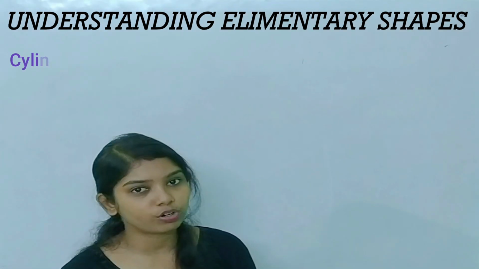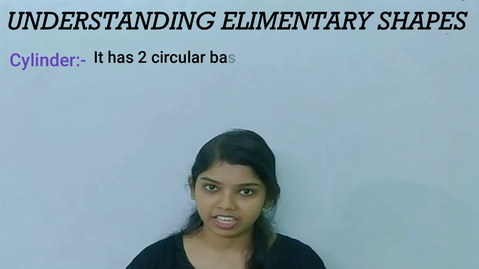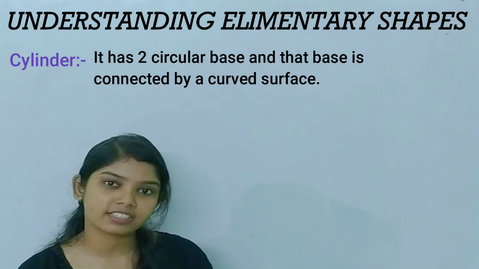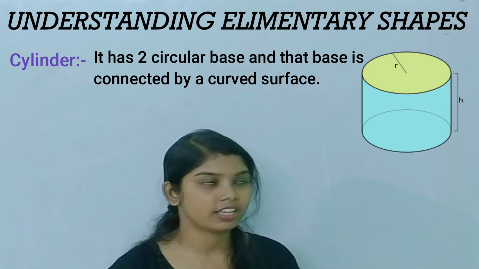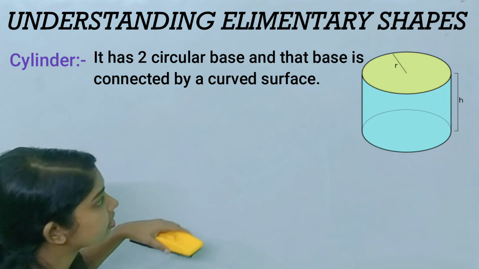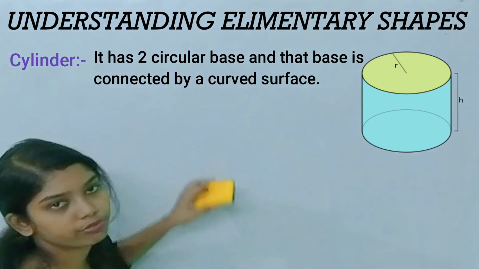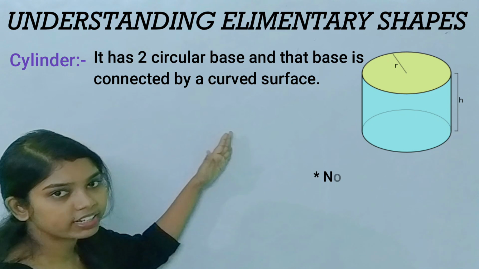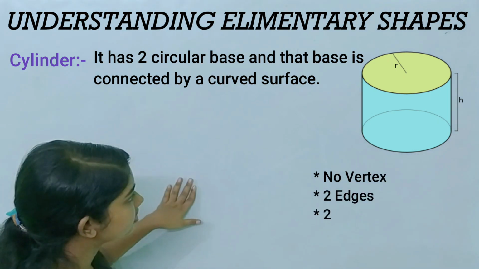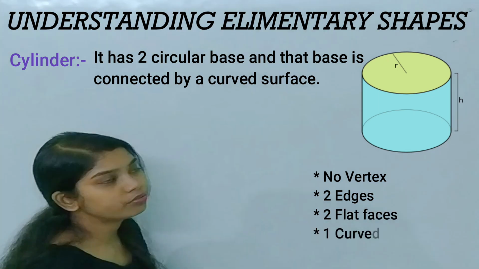Okay? Now we will go for the next topic, that is cylinder. It is a 3-dimensional shape which consists of 2 circular base and that circular base is connected by a curved surface. As you can see, there is a picture of cylinder. It consists of 2 circular base and that 2 circular base is connected by a curved surface. Okay? It has no vertices. As you can see, there is no vertices. Okay? It has 2 edges and 1 flat surface and also 1 curved surface.